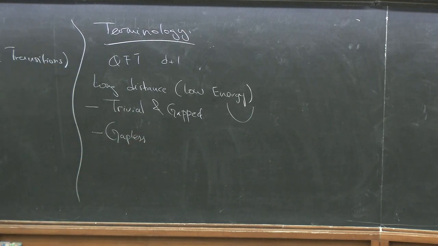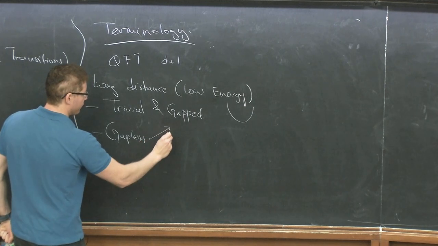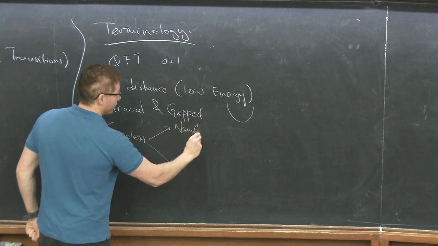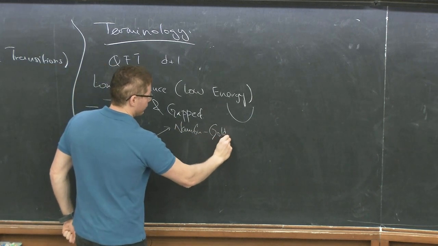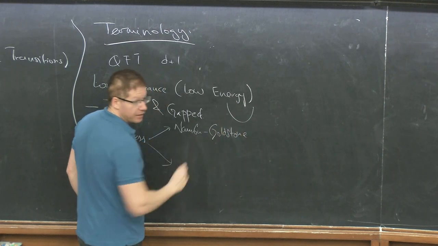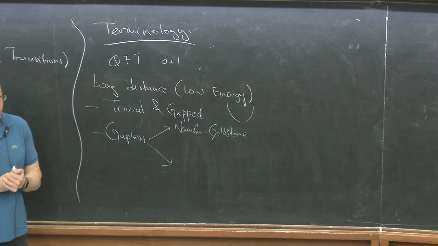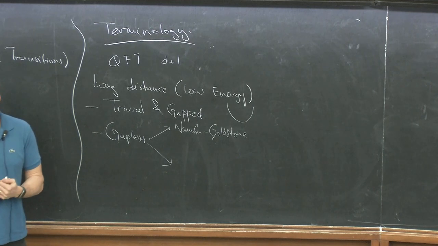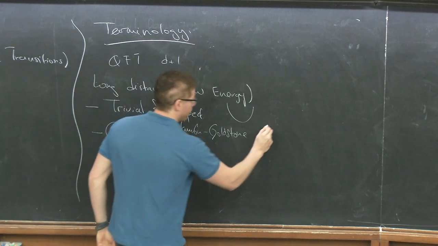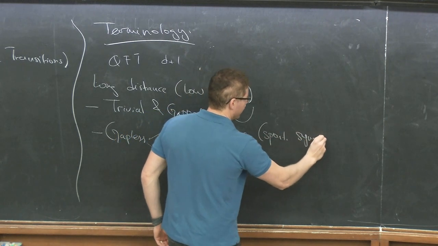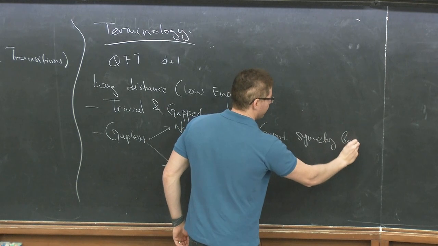When we say that it's gapless, there are actually two distinct options that appear very commonly in applications. The first option that appears in applications is when there are Goldstone particles. Goldstone particles appear when there is a spontaneous symmetry breaking of a continuous symmetry. So here, this is associated to spontaneous symmetry breaking of a continuous symmetry.